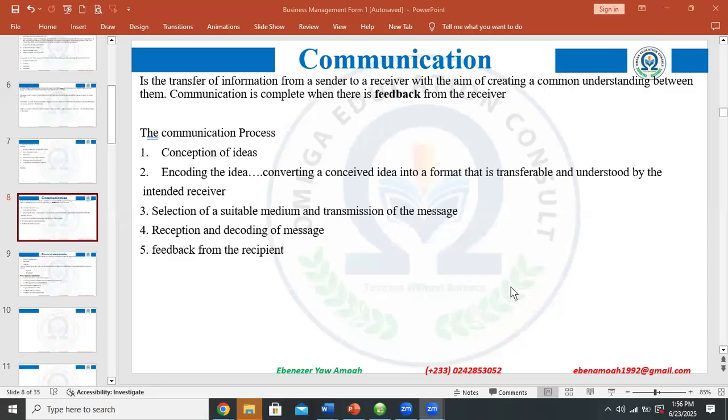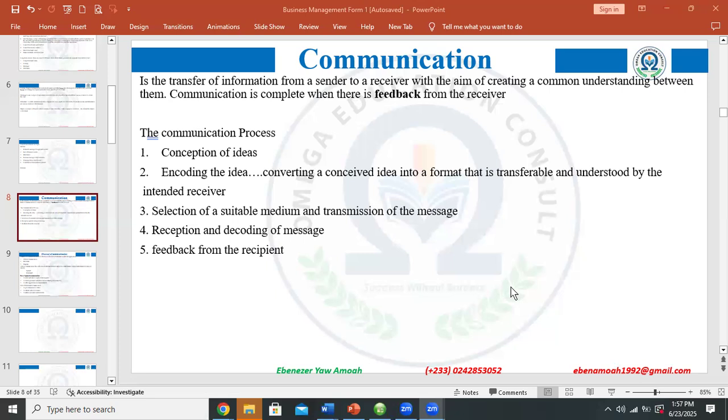Then we went again to the communication process. The communication process was to conceive the idea, push the idea, selection of the suitable transmission of the message, and reception and decoding of the message. We said that the reception and decoding of the message is done by the receiver. Then the final step is to obtain feedback from the recipient.